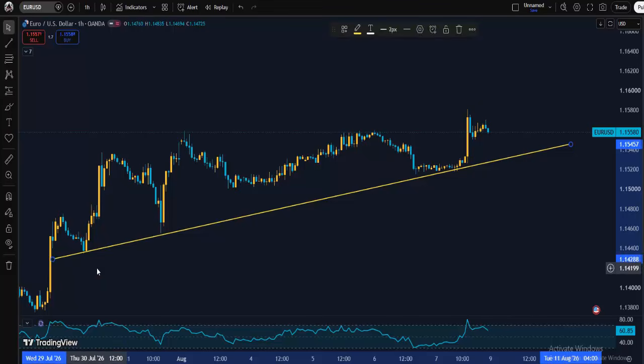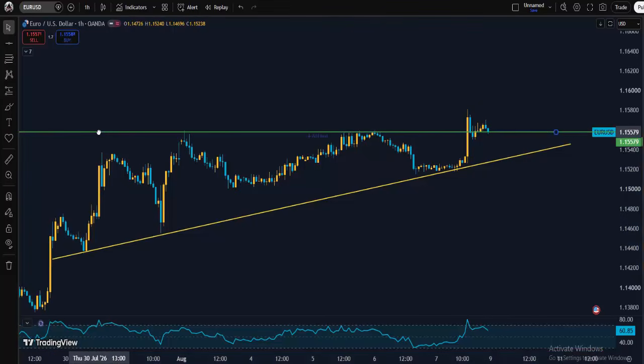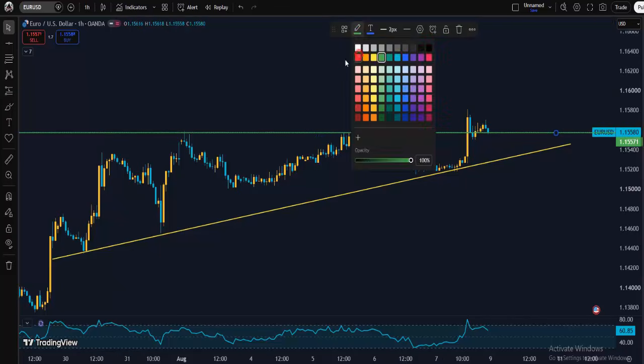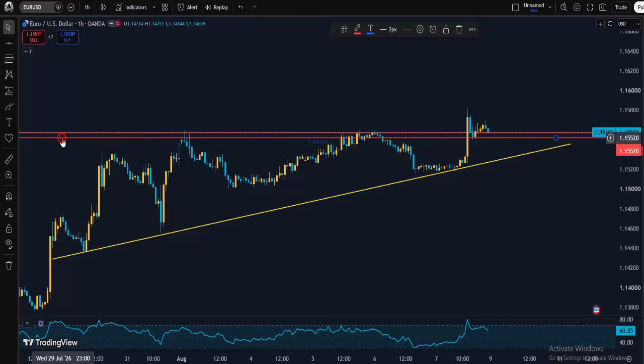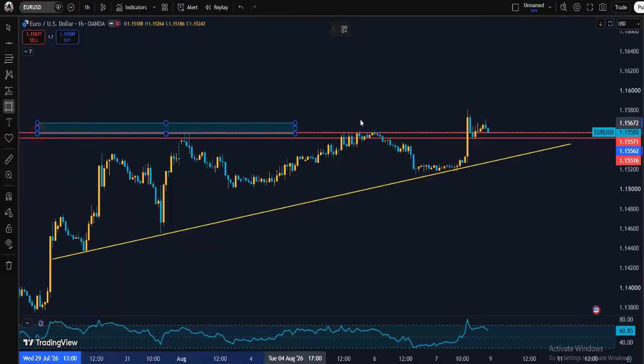First, we have the ascending support trend line. This trend line has been connecting a series of higher lows, showing that buyers are gradually stepping in at higher levels. As long as price continues to respect this trend line, the short-term bullish structure remains intact.